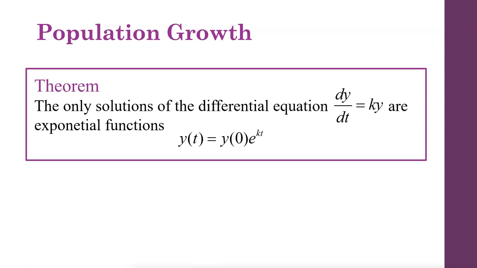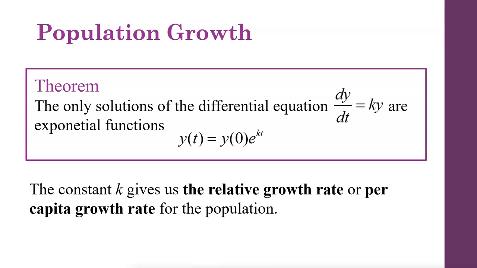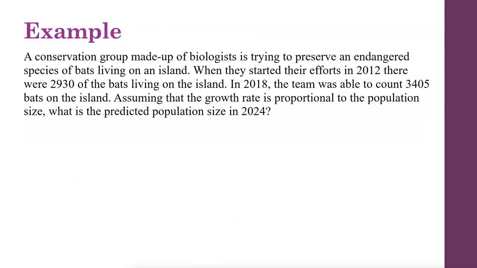So we have a theorem that says the only solutions of the differential equation dy/dt = ky are exponential functions of the form y(t) = y(0), the initial size, multiplied by e^(kt), where k again is the constant that gives us the relative growth rate, or per capita growth rate, of the population. Okay, so let's look at an example.